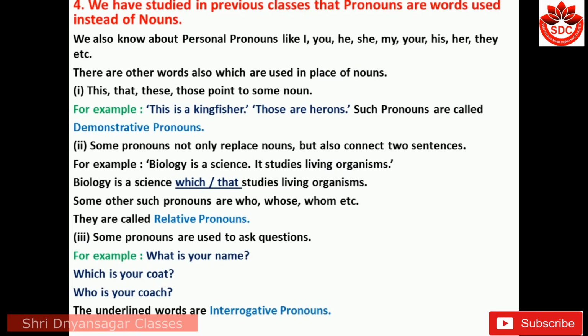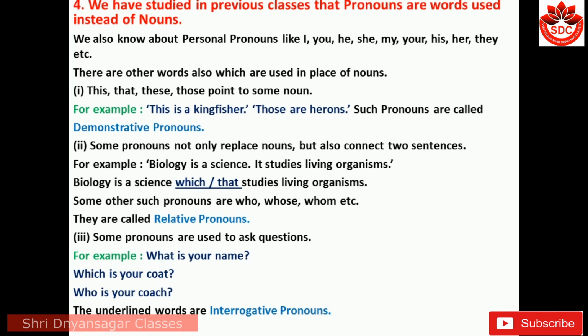Question 4. We have studied in previous classes that pronouns are words used instead of nouns. We also know about personal pronouns like I, you, he, she, my, your, his, her, they, etc. There are other words also which are used in place of nouns: this, that, these, those, which point out some noun. For example, this is a kingfisher. Those are heroines. Such pronouns are called demonstrative pronouns.